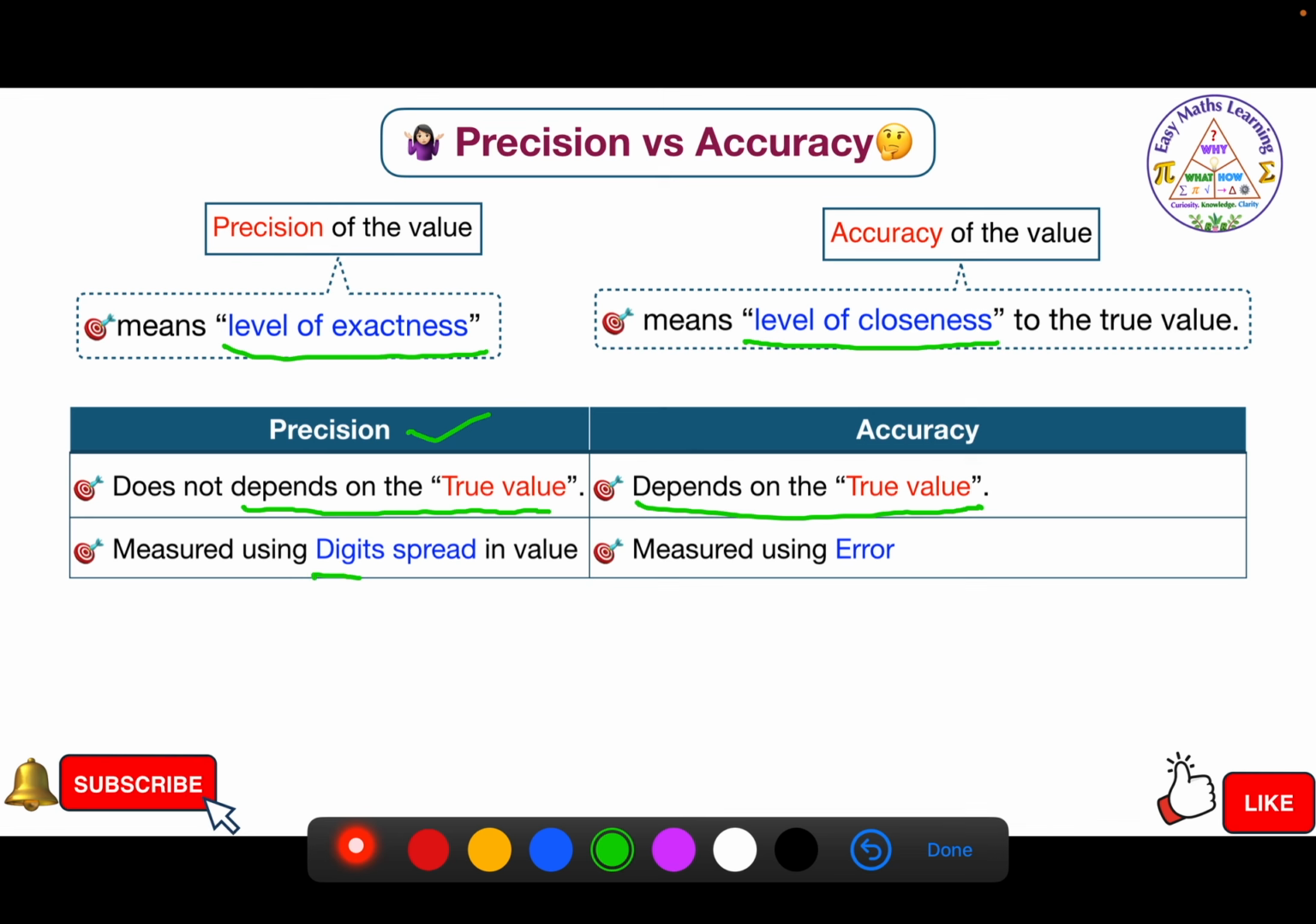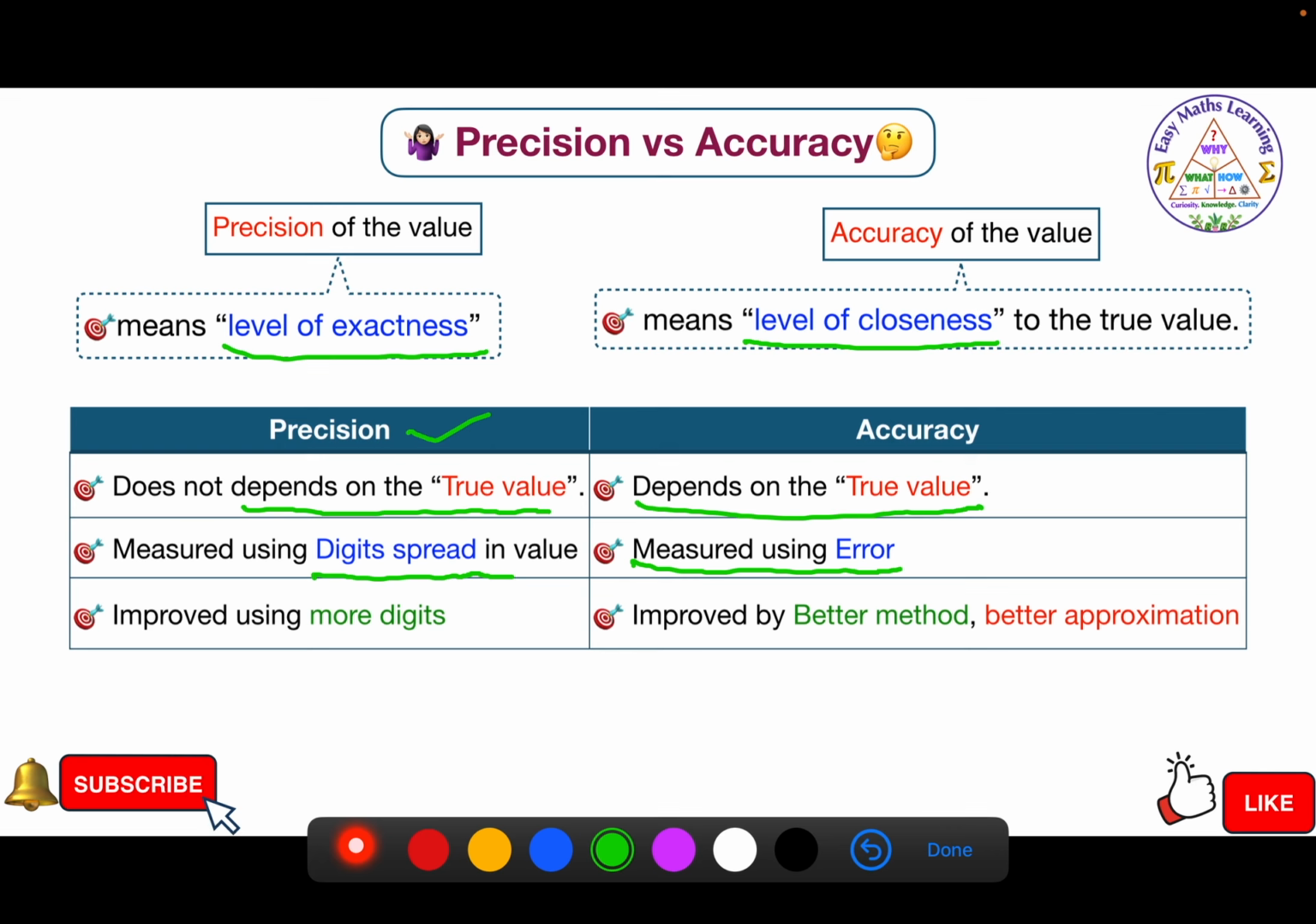Precision is measured using digits spread in the value. More digits or more decimal places indicate higher precision. Accuracy is measured using error. A small error implies more accuracy. As error decreases, accuracy increases.